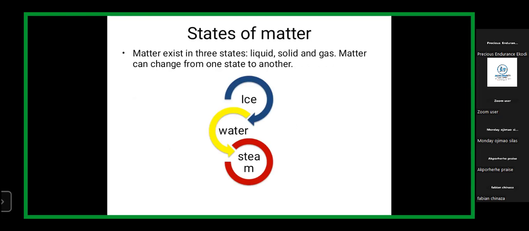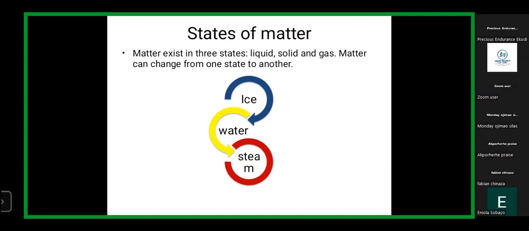So there are three states of matter: solid, liquid, and gas. I arranged it here: solid, liquid, and gas. Specifically here, we are using water as the practical example of these three states of matter. You notice I used three different colors to indicate the change from ice to the liquid form, which is water, before it changes to the gaseous form, which is steam.